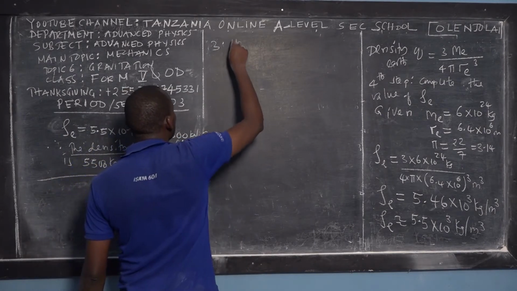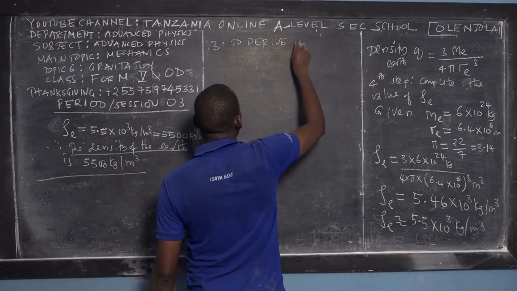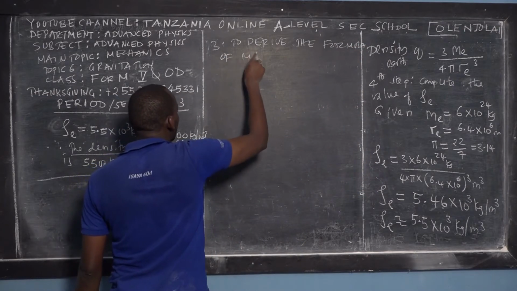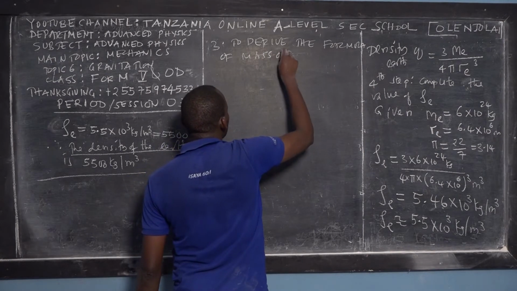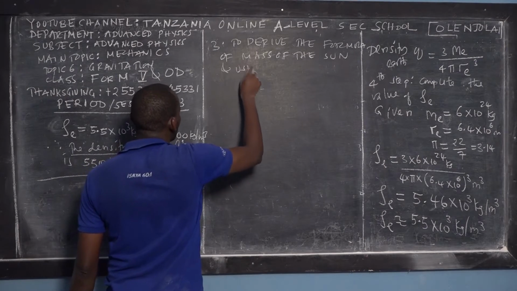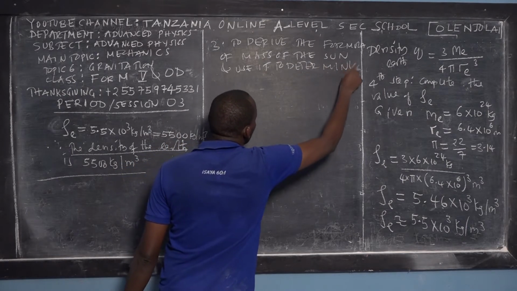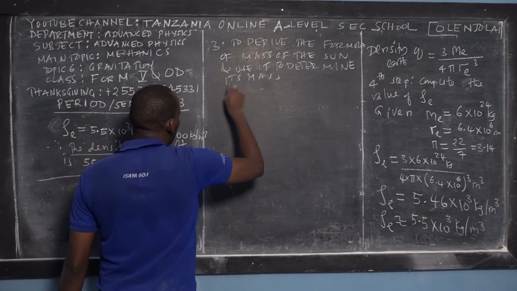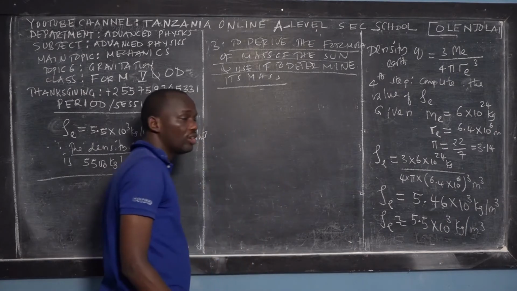And in this third application, we say that to derive the formula of mass of the sun, with the homework I left in lecture 2, mass of the sun, and use it to determine its mass. So this is another important application of Newton's universal gravitational law.